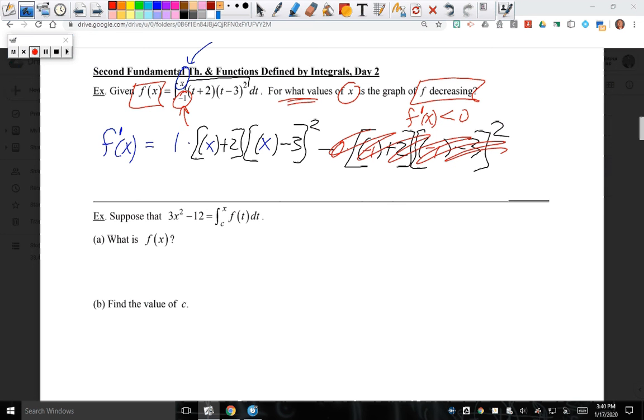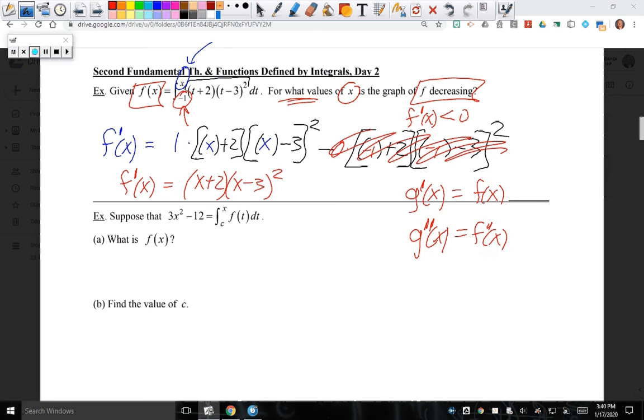Alright, so what this is going to become is f prime of x is equal to basically x plus 2 times x minus 3 squared. See on that last one, the ones that we were doing in the other example, we got g prime of x was f of x, or g double prime was f prime.